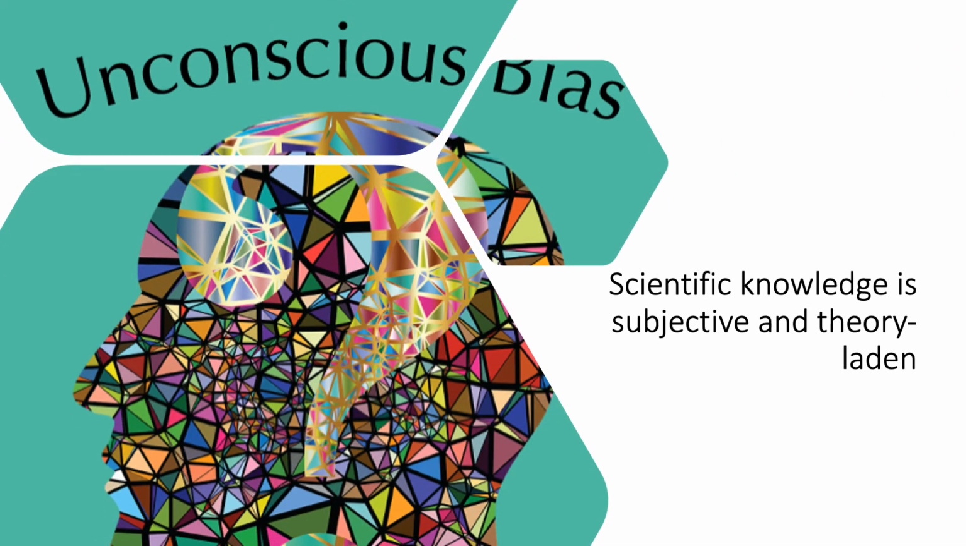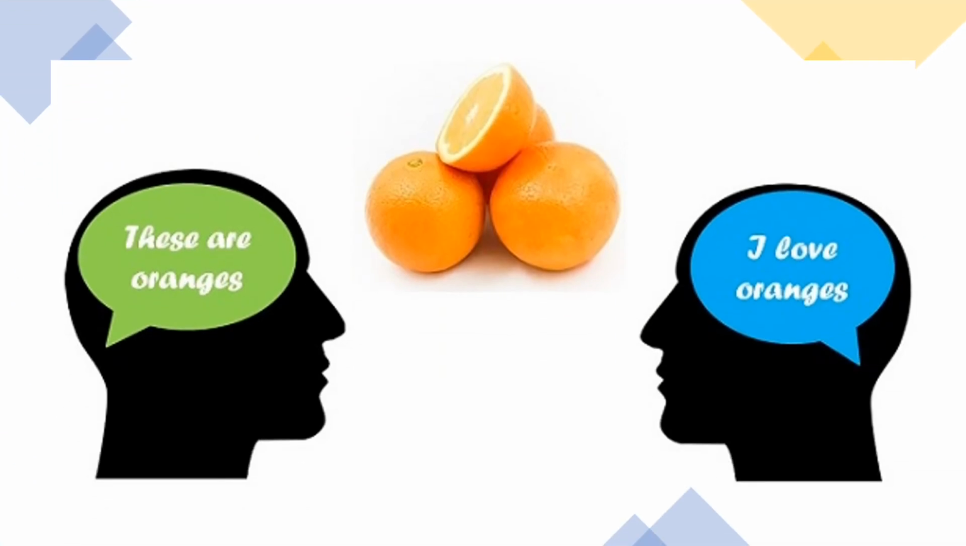NOS 4: scientific knowledge is subjective and theory-laden. Is it possible that some scientists may look at the same pieces of evidence or set of data and see different things or come up with different conclusions? Yes, it is. Scientists' beliefs, previous knowledge, training, and experiences influence their work. Science rarely starts with neutral observations. Different scientists can interpret the same data sets differently.